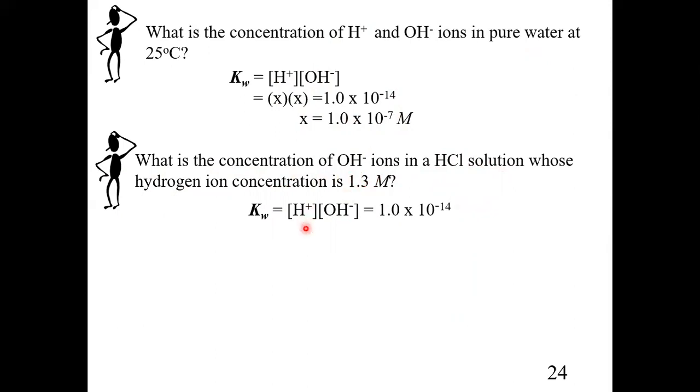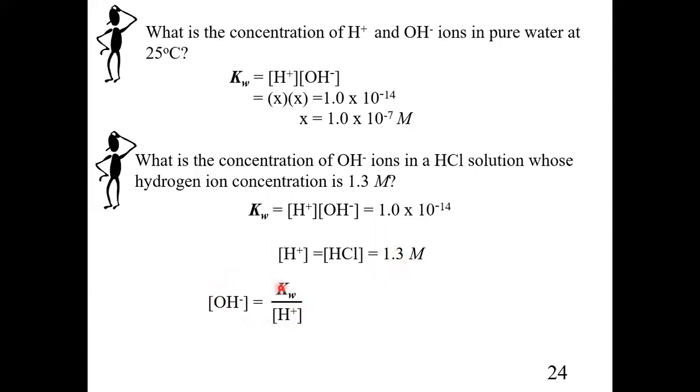So now, if I already have a solution and I already have the H plus, then this H plus in water, in this equation, is no longer the same amount as the OH minus. And you actually have to say that the H plus is 1.3 in a solution, okay? This is the H plus coming from the HCl. Of course, we also have, remember, H plus coming from the water molecule, but we consider that negligible relative to this 1.3.